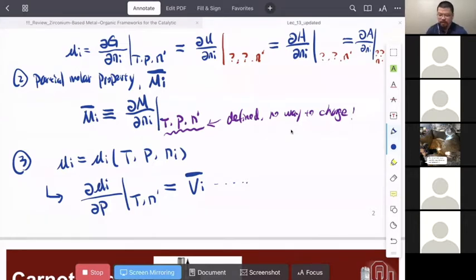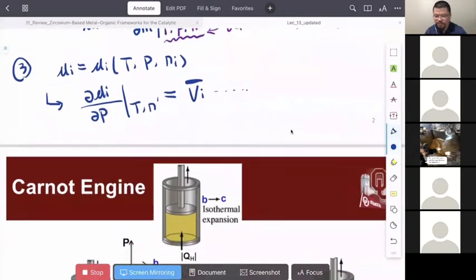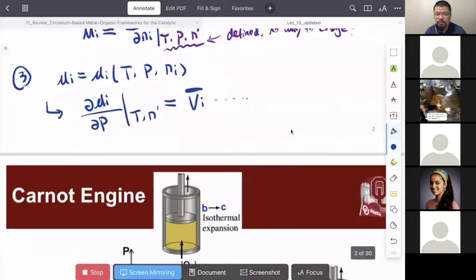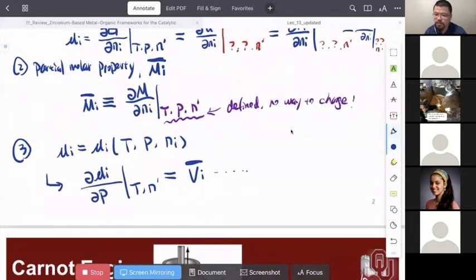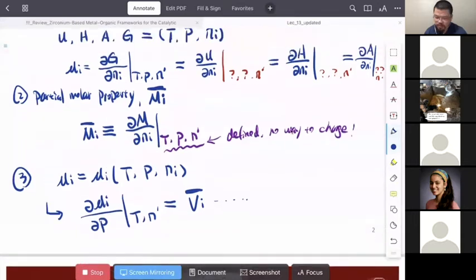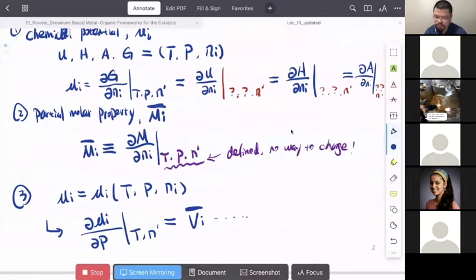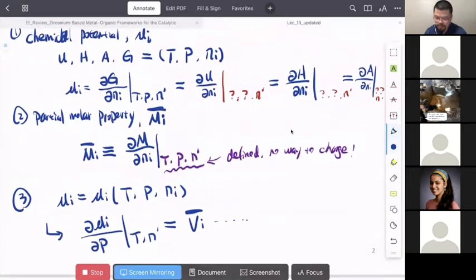So before moving on, yes. On the first bullet point, is NJ constant as well? Like on the go up? Yeah, so UI equals DG DNI, and then TP, and N is every other species, right? Except for NI. That's right. Yes, exactly. Okay. So that notation is a little bit confusing.